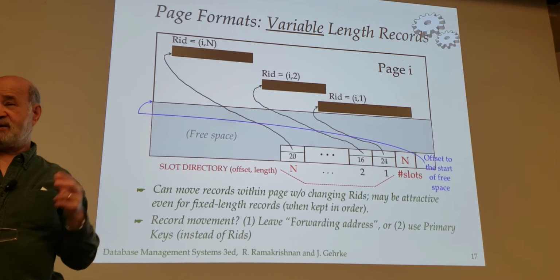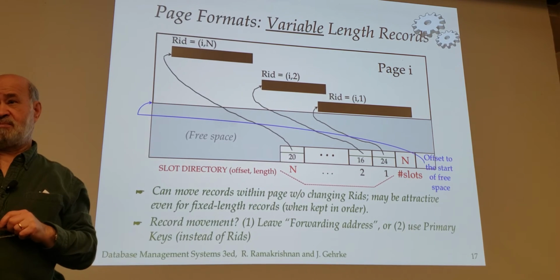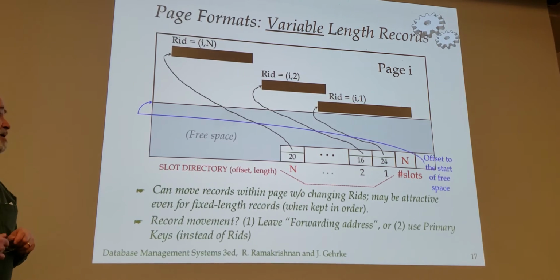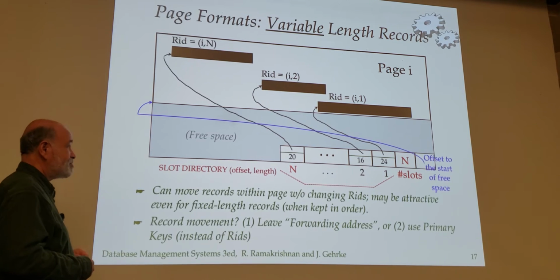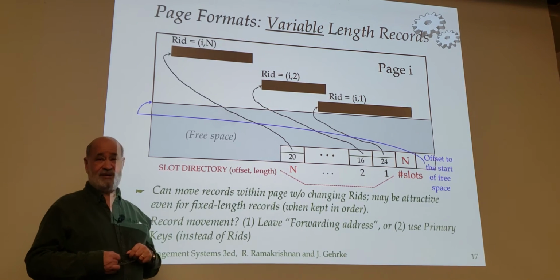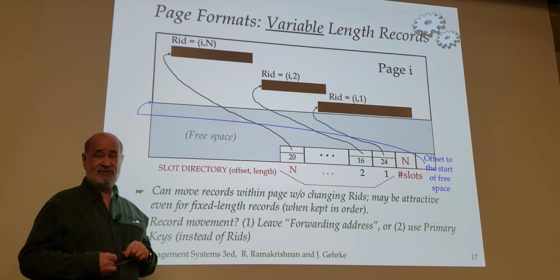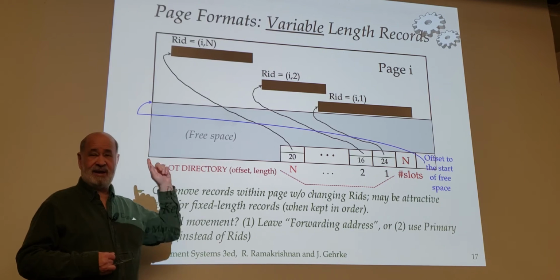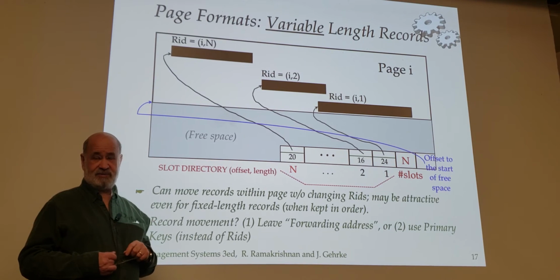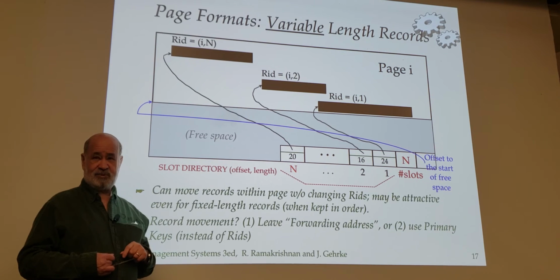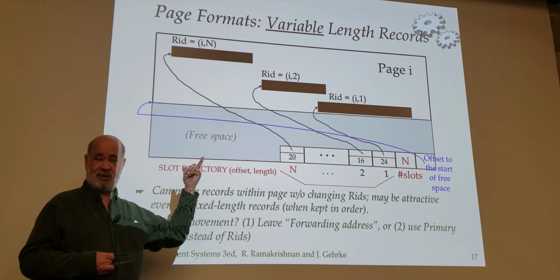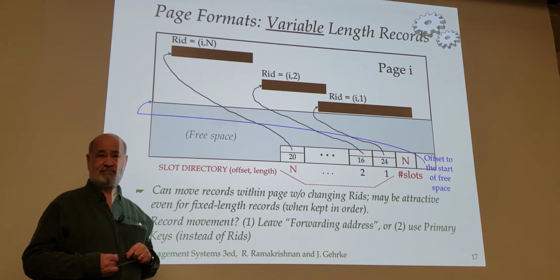What does the page look like? This. So what you have on the page is a bunch of records on page I, and there are 3 areas on the page. 3 areas on the page. There's a place where you have records, there's a place where you have free space, and there's a place where you have this backwards growing slot directory.